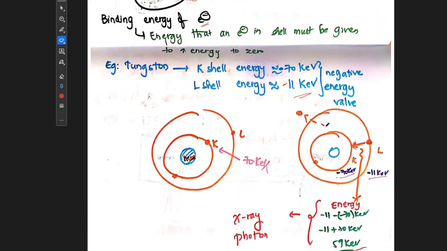So these are the important general points one has to know before we deal with actual X-ray production or X-ray generation, which we will see in the next class.